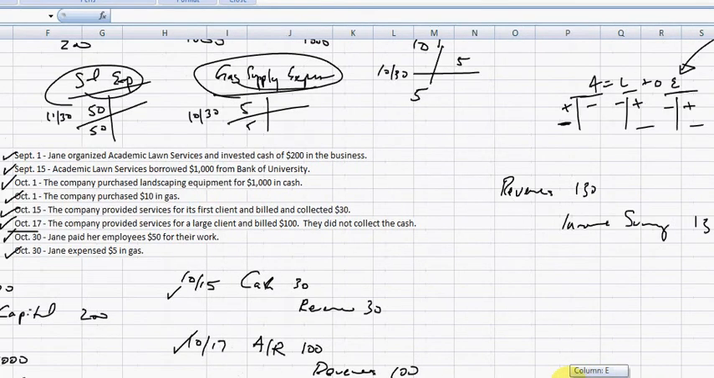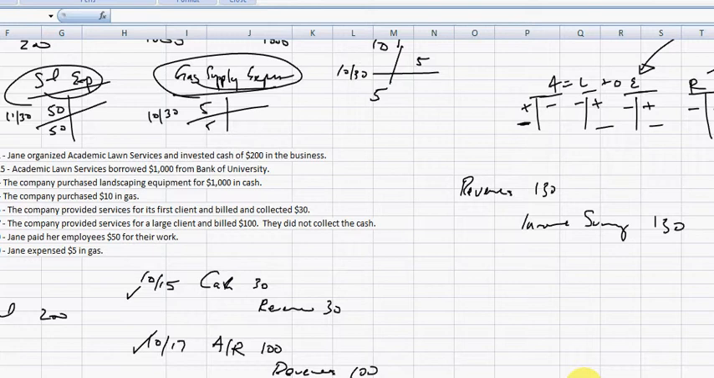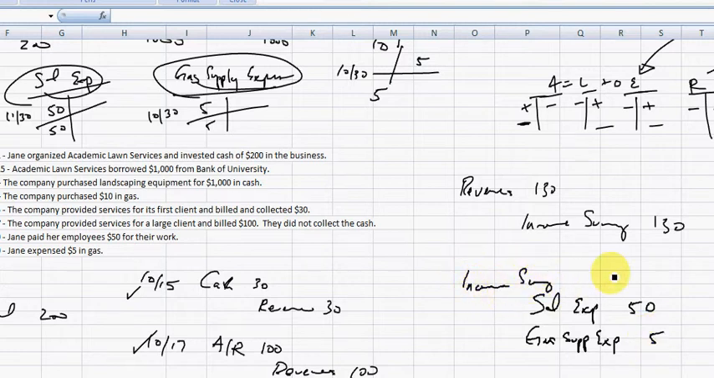We have two expense accounts to get out. They both currently have a $50 debit balance. Salary expense is a $50 debit balance. Gas supply expense has a $5 debit balance. So to get rid of those, we need to credit them. So we have salary expense of $50 and gas supply expense of $5, and that's also going to come to income summary, which will be a $55 debit. This is our journal entry.